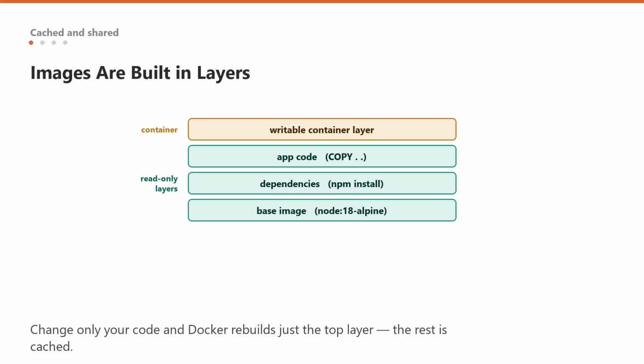Layers are cached and shared, so if 10 images all use the same base layer, that layer is stored once. And when you rebuild after changing only your code, Docker reuses every cached layer below and only rebuilds the top. When you run an image, Docker adds a thin writable layer on top, and that's your running container.